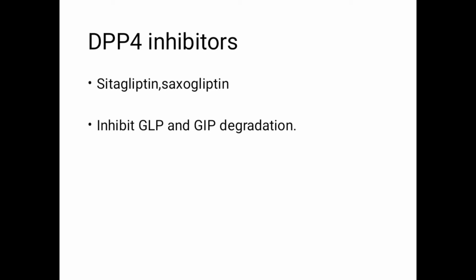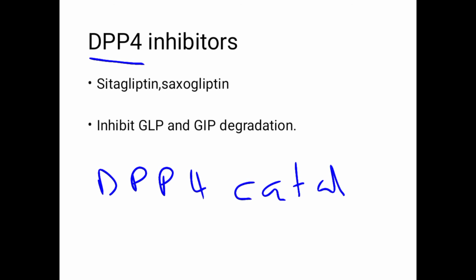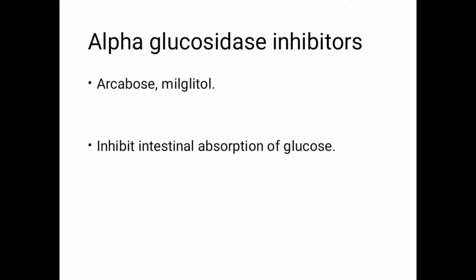Then we also have the DPP4 inhibitors. So DPP4 is the enzyme that is responsible for breaking down incretin. So DPP4 catalyzes incretin, and if DPP4 is inhibited, it means we are going to have a long half-life for incretin, and there will be more production of GLP and GIP, which leads to increased insulin secretion ultimately. The other type of oral antidiabetics is alpha glucosidase inhibitors, such as acarbose and miglitol.